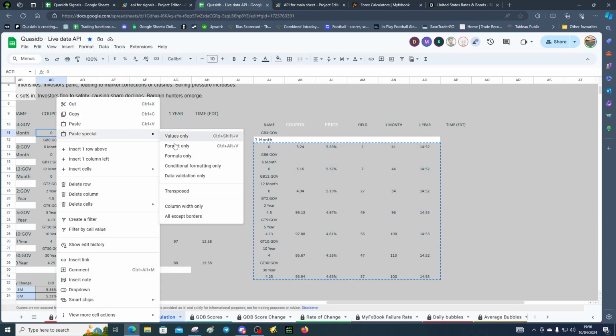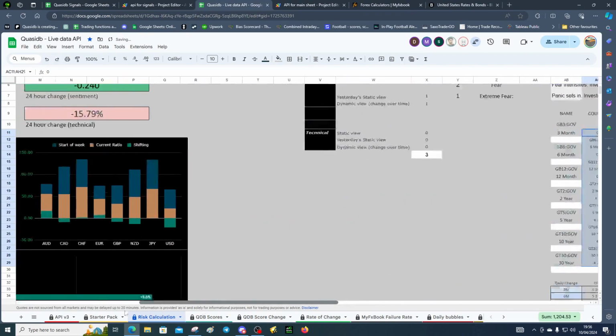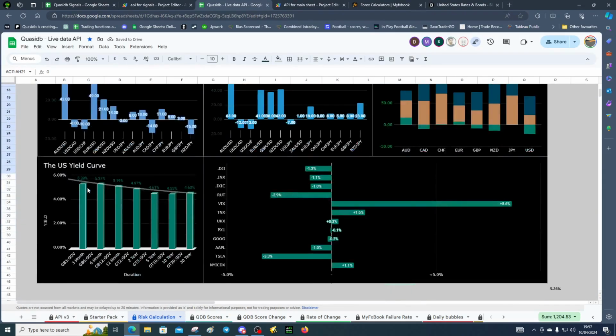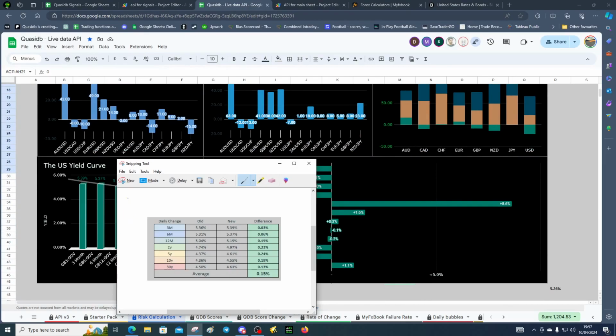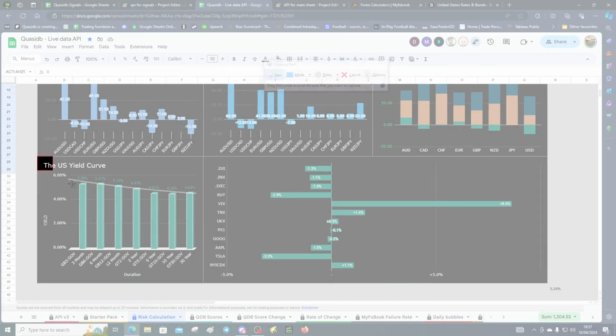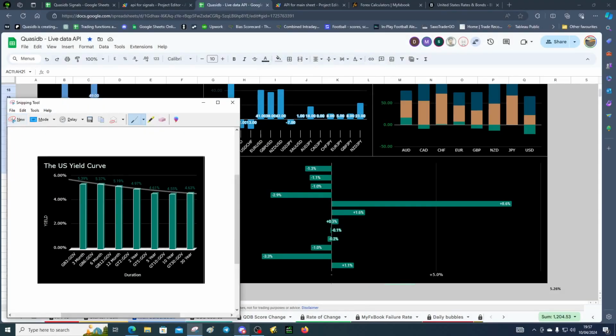There's probably an easier way of doing this. There's got to be an easier way. There's got to be a way that we can automate this, and it'll make my life a lot easier. So I do this every single day.